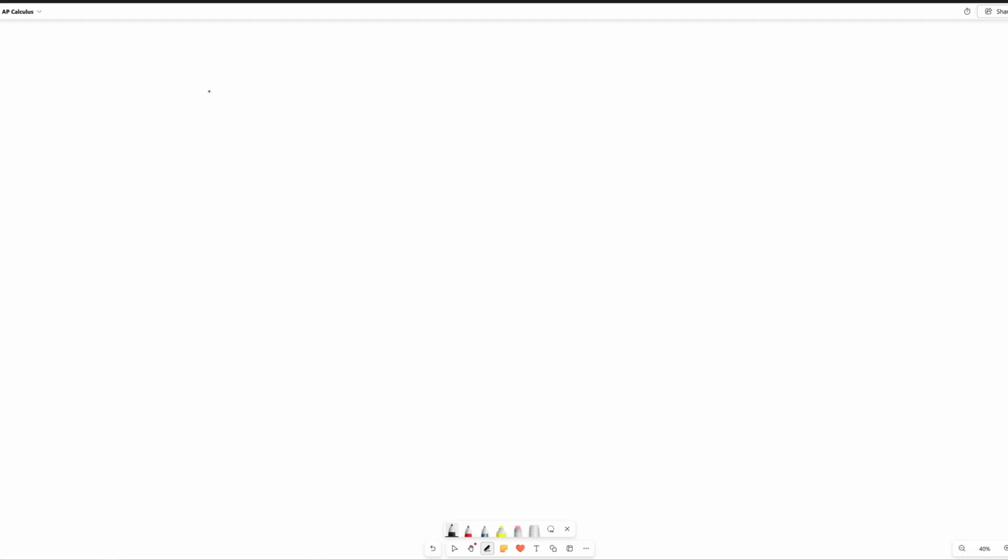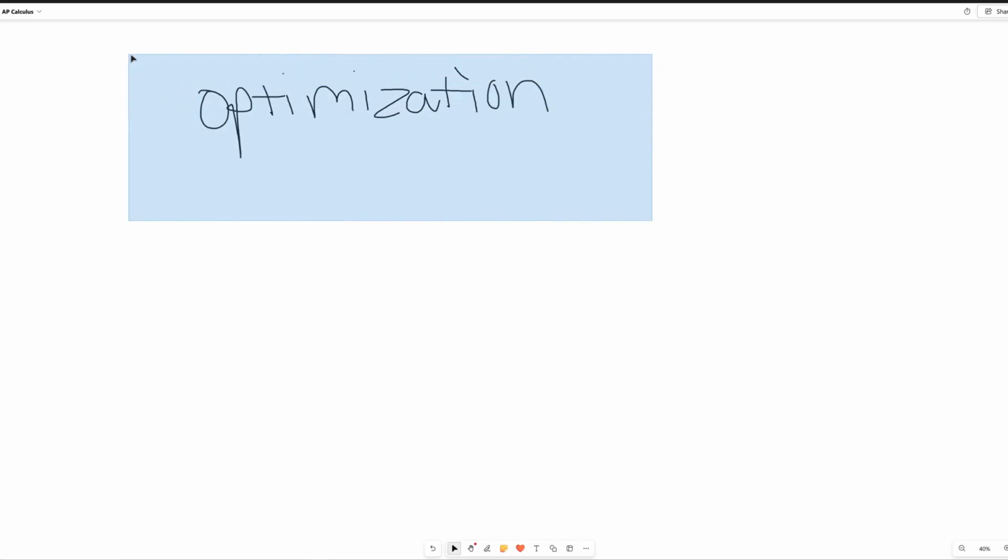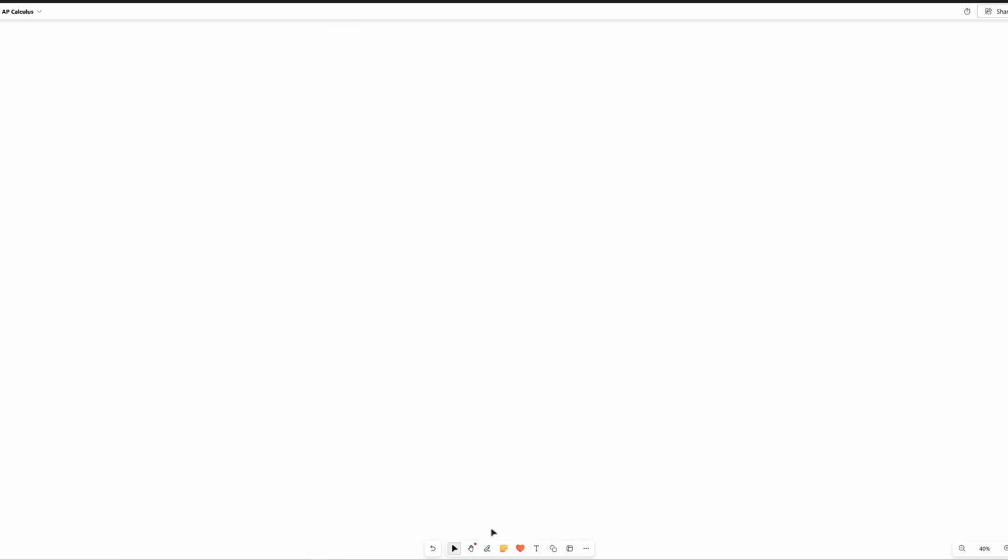Now we're going to move on to optimization, which I misspelled, but it's not as bad as related rates. So what optimization really is, is finding a maximum, minimum, however, closest, furthest, just an extreme for any sort of given scenario.